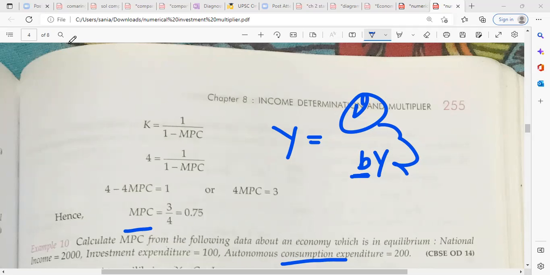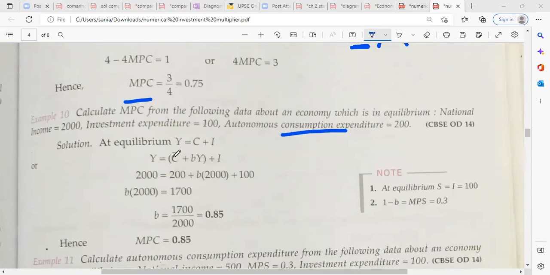Ma'am, is it 17? Okay, let's just check. See, there was a trick in this question, which I was wondering whether you people will ask me or not. Okay, so let's do it. Calculate MPC from the following data about the economy, which is in equilibrium. National income is given and investment expenditure is also given, and this is also given. So over here, this B, you have to calculate B, right? So how come it came wrong? I think something in calculation.